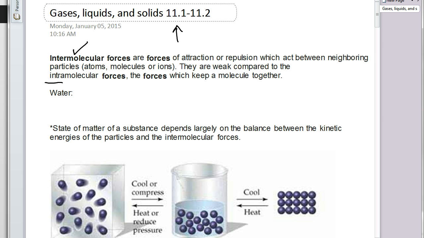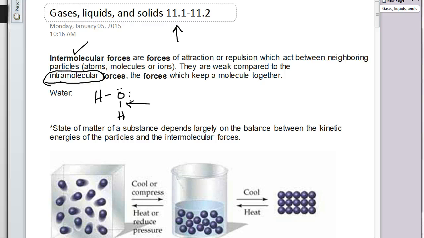To give you an example of what we're talking about here, we can use water. We know that water has single covalent bonds. If we were talking about the intramolecular forces, we'd be talking about that covalent bond, that sharing of electrons between the hydrogen and the oxygen. Those are pretty strong. It takes a lot to break that bond between the hydrogen and oxygen.